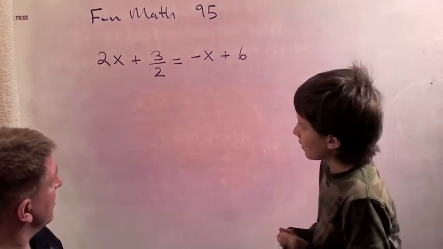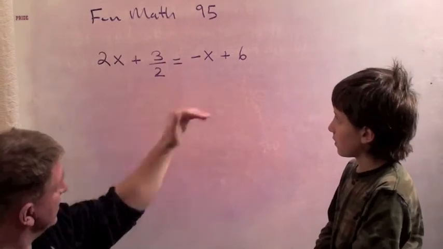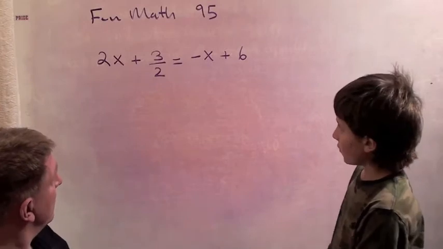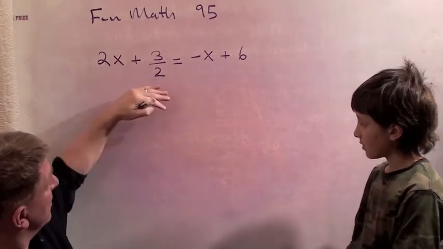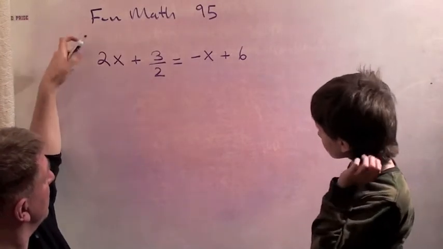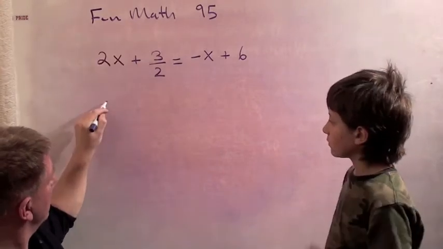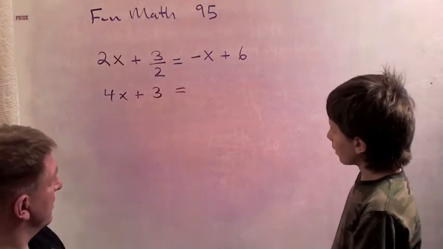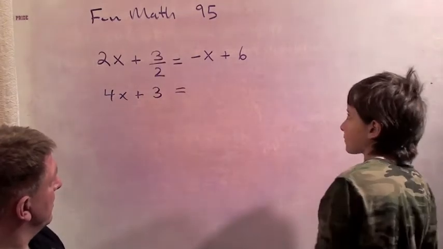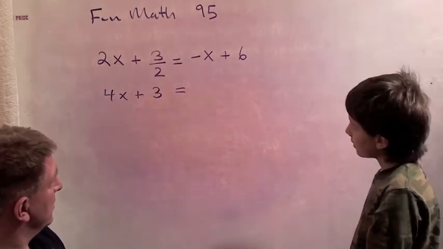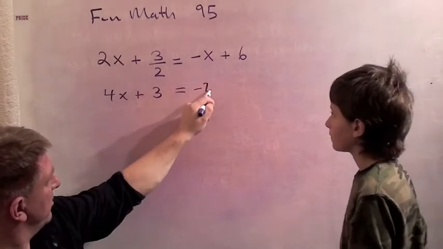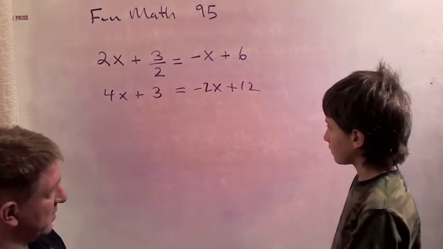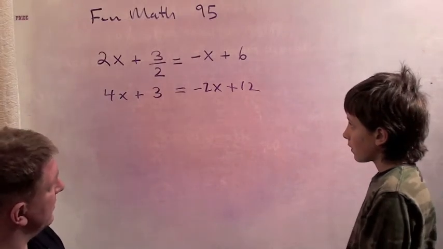What do you get when you multiply this entire equation by 2? What's the new equation? I multiply 2 times this and 2 times this, and I get 4x plus 3 equals minus 2x plus 12. That's a perfectly good way to start, if you ask me.